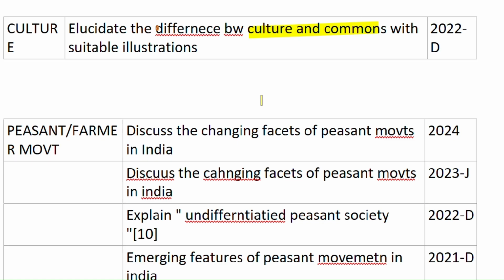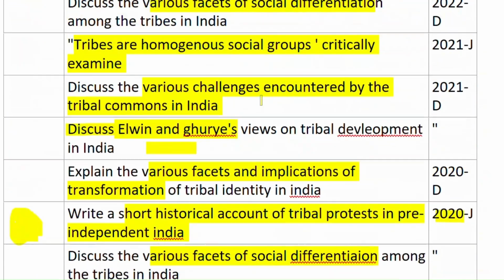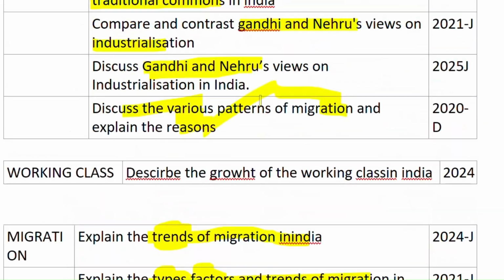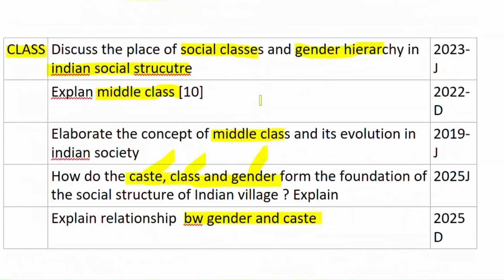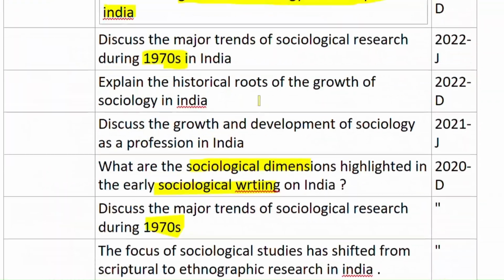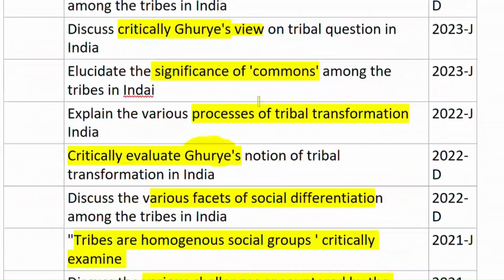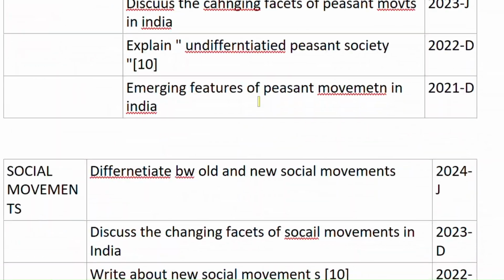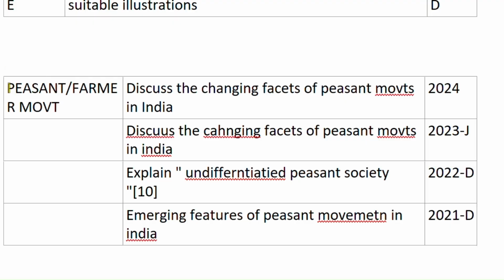Now comes the peasant and farmers movement. So far, the topics you should not be avoiding are tribes, caste, class, and the emergence of sociology. Make sure you don't skip those topics.